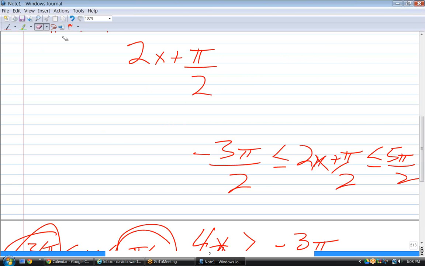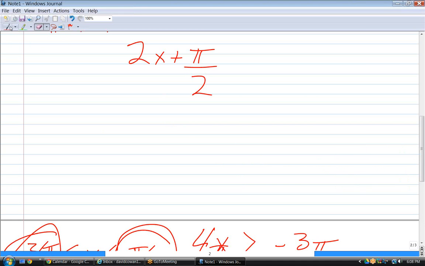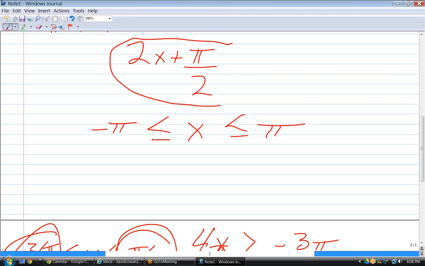The domain of x was minus pi to pi. Okay, so let's start there. In other words, here's what I'm looking at: x is greater than or equal to minus pi and less than or equal to pi. So how do I create the domain for that? And that's what they're asking, what is the domain of 2x plus pi over 2? Right? Okay, well, let's multiply this thing by 2 everywhere. And then let's add pi over 2 everywhere.